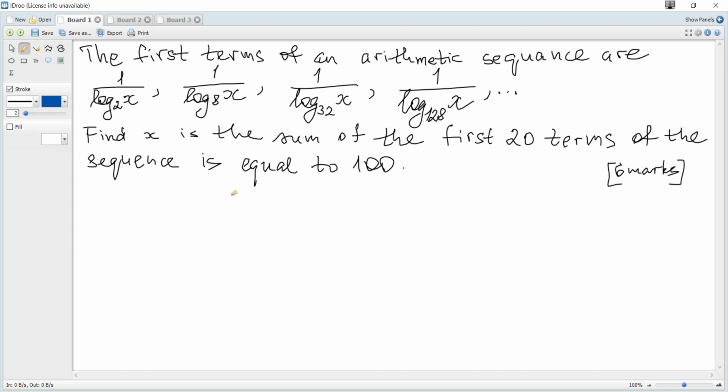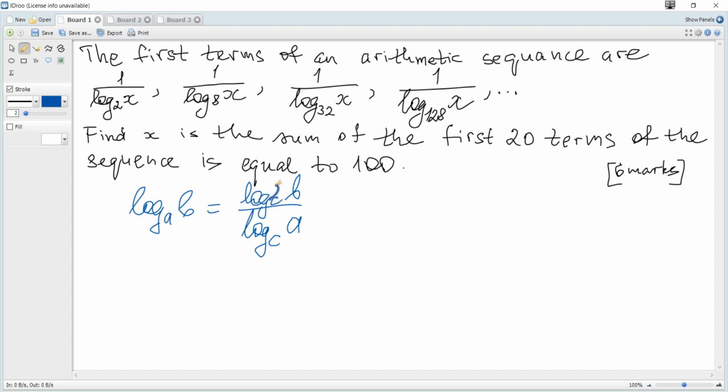The first question. The first terms of an arithmetic sequence are given. Find x if the sum of the first 20 terms of the sequence is equal to 100. There are many ways to solve this problem, but I would like to flip each term using the following formula. It is also given in the data booklet that log_a b is equal to log_c b over log_c a, where c may be absolutely any value.